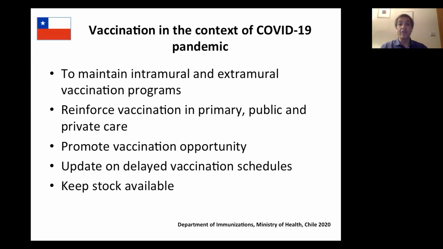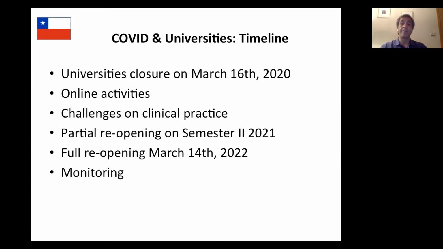And with this, another key factor here in Chile, I think it was a key factor because it was very different compared to other countries here in Latin America. The vaccination program that was established at the beginning and then during the pandemic was very, very intensive because it was a decision to maintain the intramural and extramural vaccination program, to reinforce the vaccination in the primary, public and private care, and promote vaccination opportunity, update delayed vaccination schedules, and keep a stock available of the COVID vaccine, but also for all other vaccines that are part of our national immunization program.